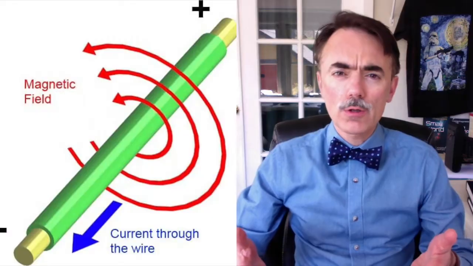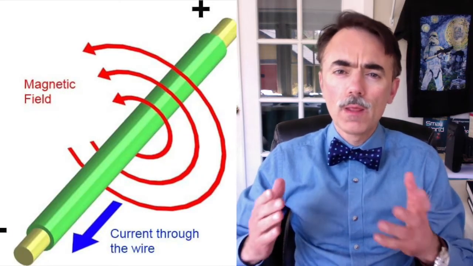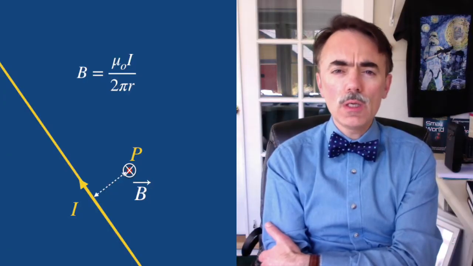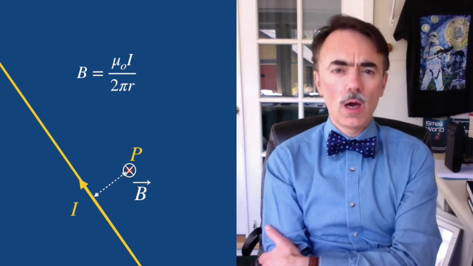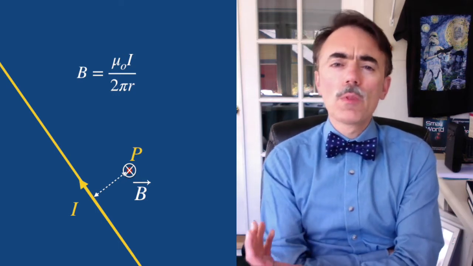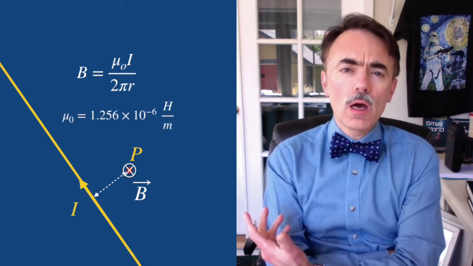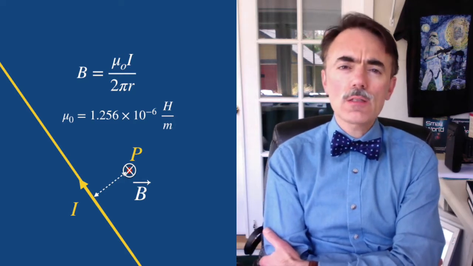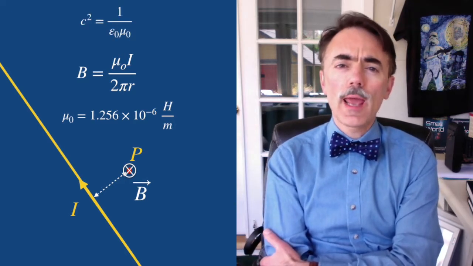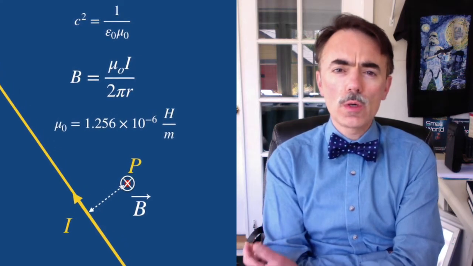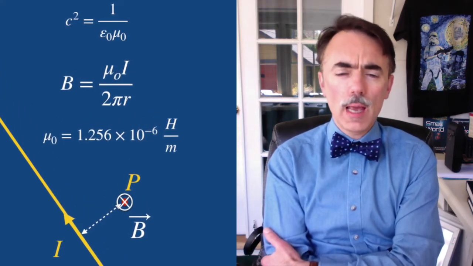From our course in electricity and magnetism, we know that electrical currents generate magnetic fields. Electromagnets are all around us. The magnetic field B of an electric current at a distance r of a point P is given by B equals mu naught times I over 2 pi r, where mu naught is a fundamental constant, the magnetic permeability of vacuum. This constant is related to epsilon naught and the speed of light through c squared equals 1 over mu naught epsilon naught.